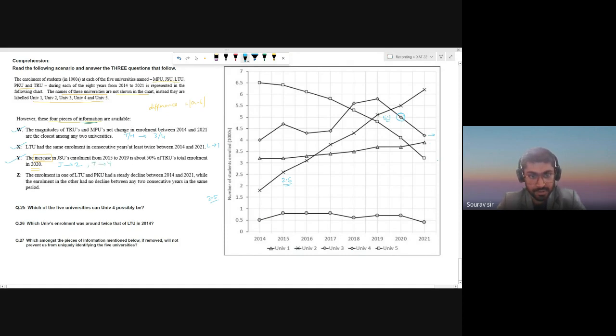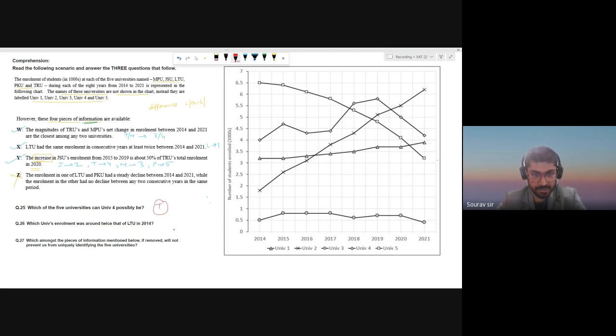If T is 4, that means T could be 3 or 4, and M could also be 3 and 4. If T is 4, then M is 3. And we know L is 1. So the remaining university P would be 5. So all of the universities are assigned to their respective numbers. We did not need to use statement Z. Okay, now let's solve the questions. Which of the 5 universities can university 4 possibly be? We have already done it. It's T.